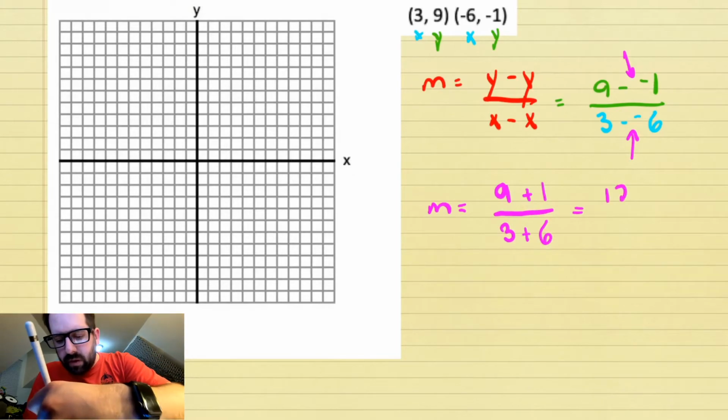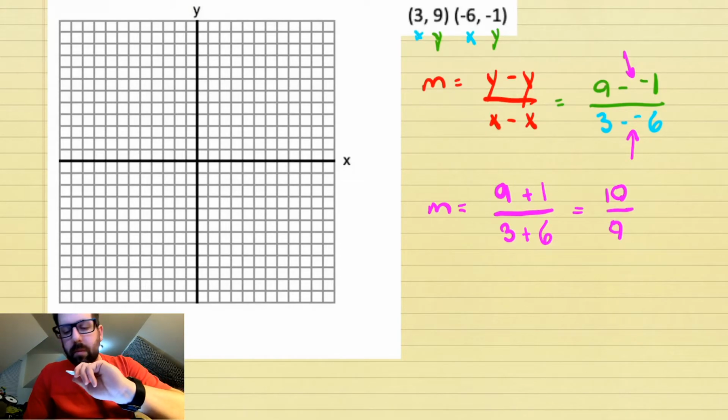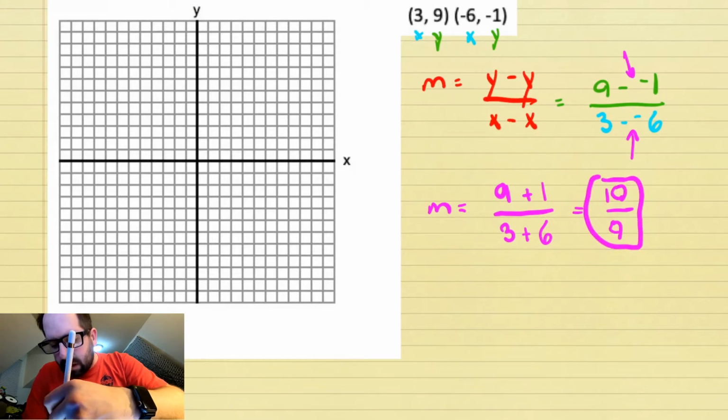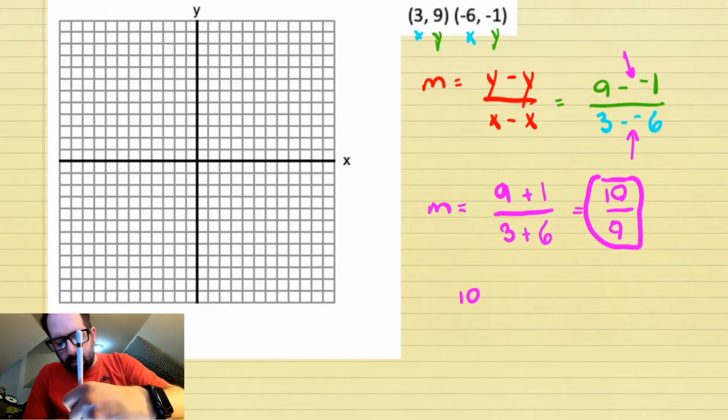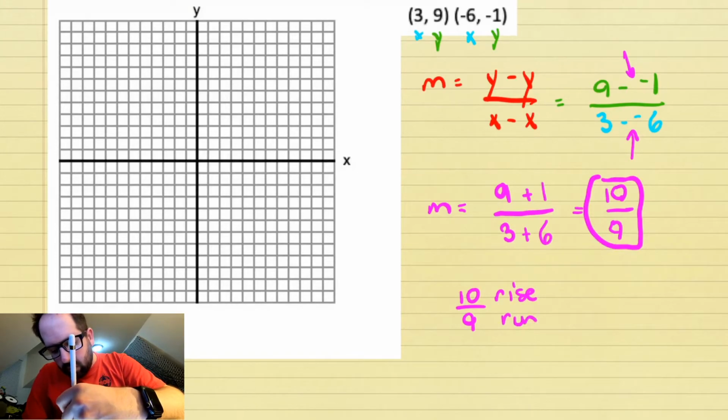And so what we're left with here is 10 over 9. That is weird how that's not letting me write that. All right, and there is my slope. That's the slope I'm looking for. So 10 over 9. That's rise and run. So if I label those, 10 over 9, that is my rise over run.